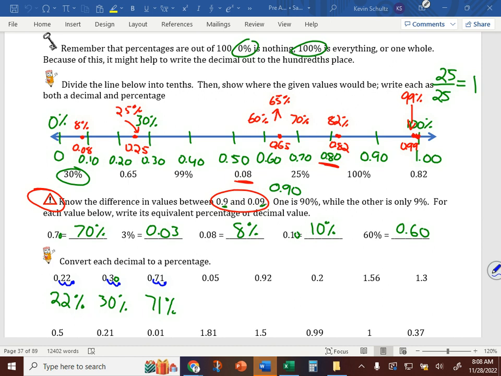71%. Okay. So when you get to one that maybe you're not as familiar with, like 1.56, we can still use that little method, that little trick of moving that decimal over to the right 2 spots. What's our percentage going to be? Adrian? 156%. Right?